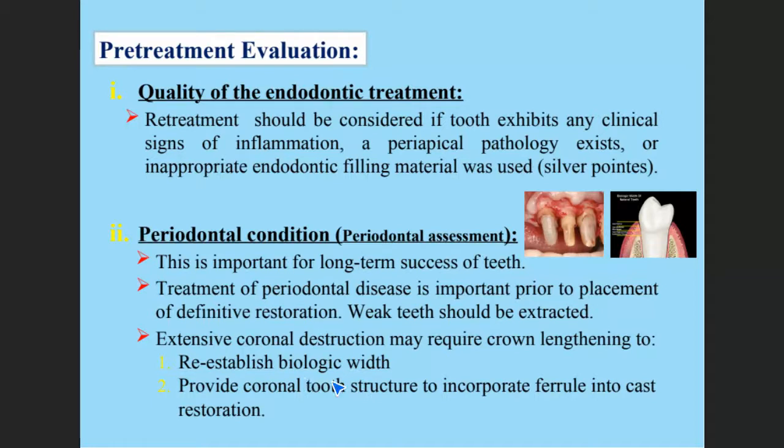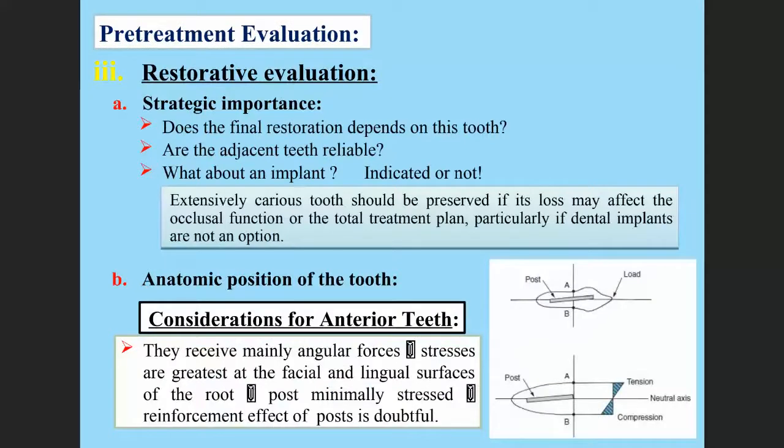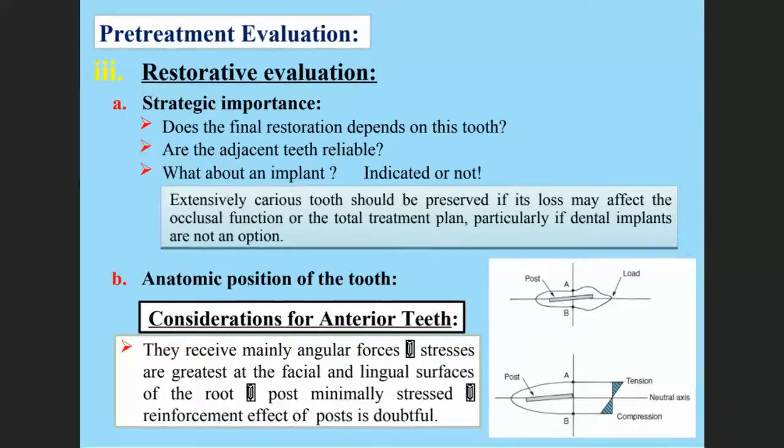This ferrule: when you restore an endodontically treated tooth, you need to have enough coronal tooth structure apical to the core, between the core and the finish line, and it should be a minimum of 1.5 to 2 mm of sound tooth structure. So we call this ferrule. We will see it later.